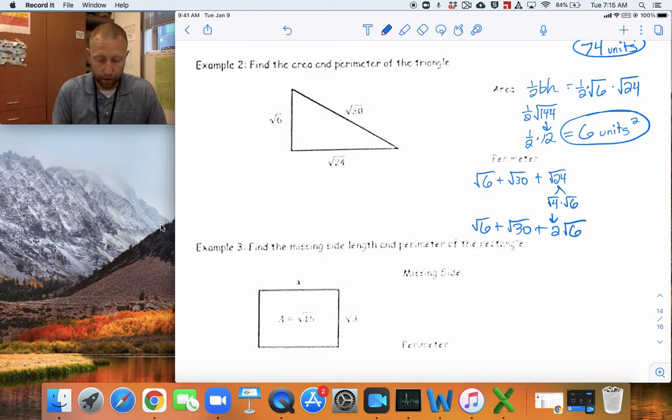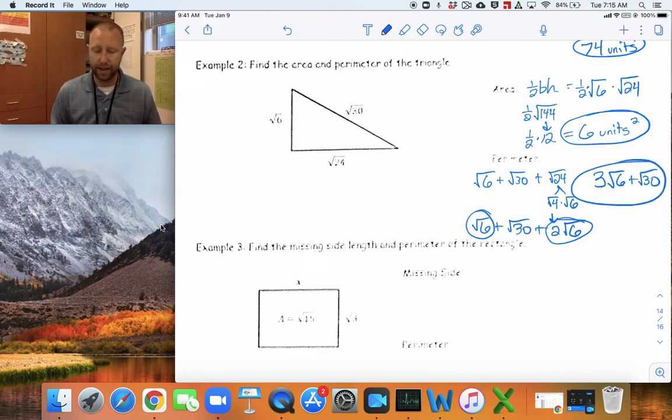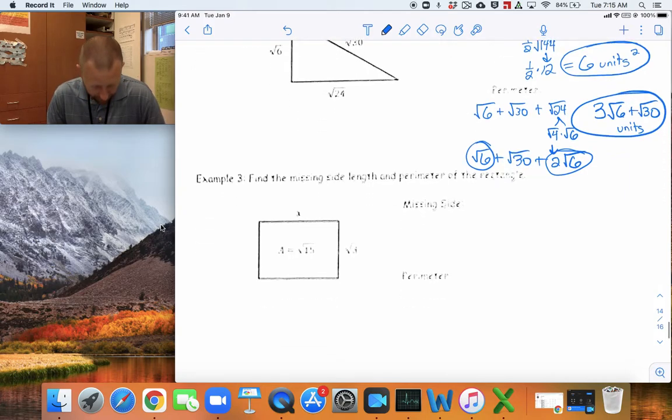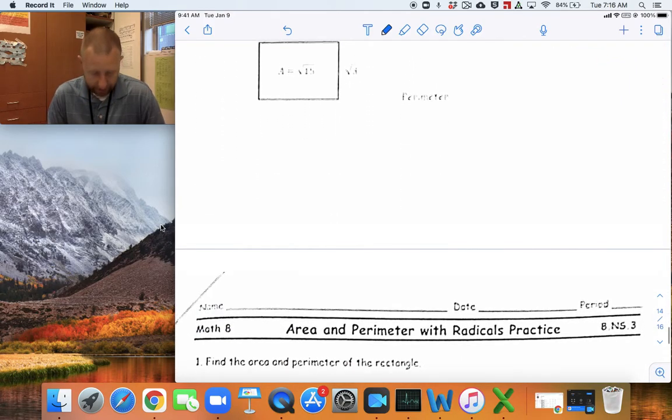Well, like we learned for adding, if I have 1 radical 6 over here and I have 2 radical 6 over here, that's going to equal 3 radical 6. And that's my answer for the perimeter. Oh, I should put units there. 3 radical 6 plus radical 30 units. That's the perimeter, right?